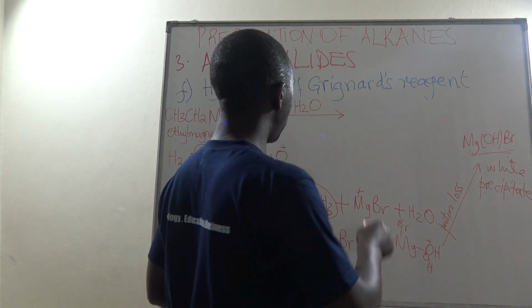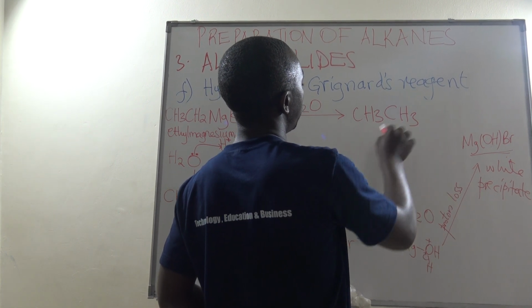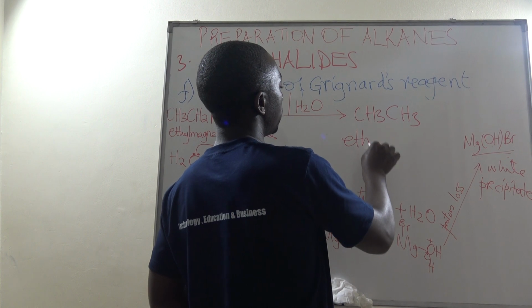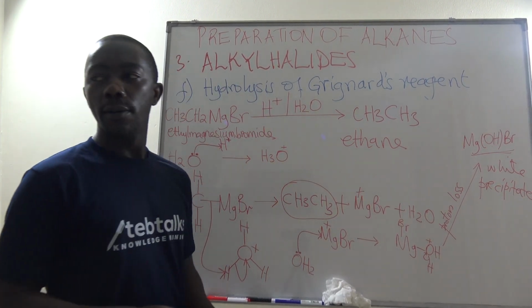That is how we can prepare alkanes by hydrolysis of Grignard's reagent. So the alkane formed is therefore ethane.